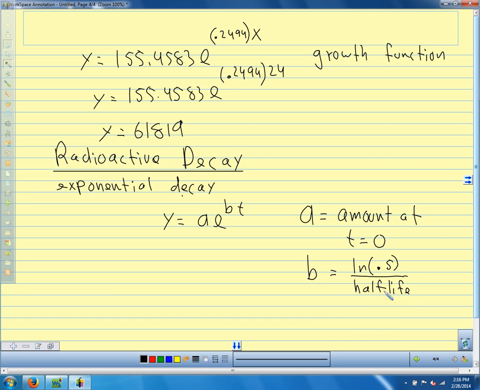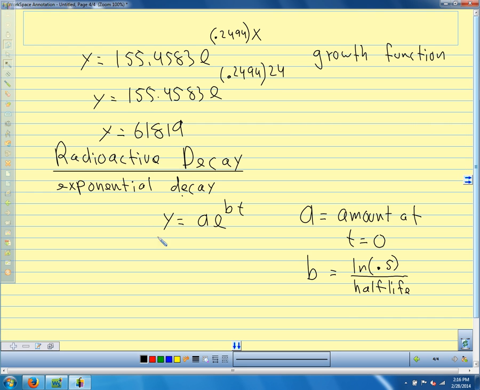And we find the half-life just like we found the doubling time. We would solve for 1/2 equals e to the bt, and we want the time when we get half the amount that we have. And it turns out that b is the natural log of 1/2 over the half-life. So this is always going to be the case for radioactive decay.